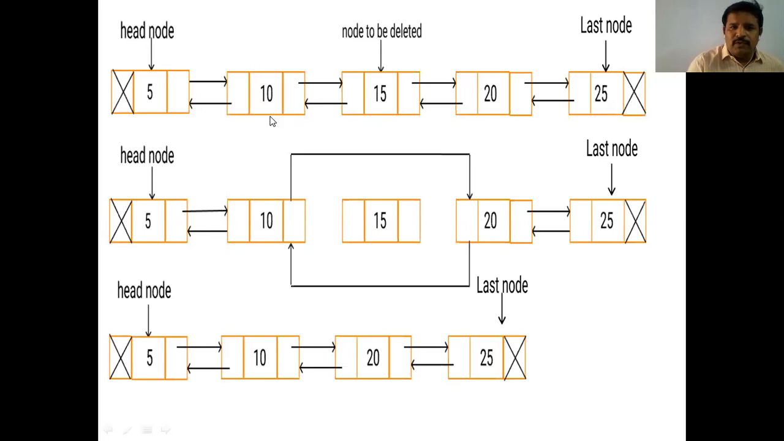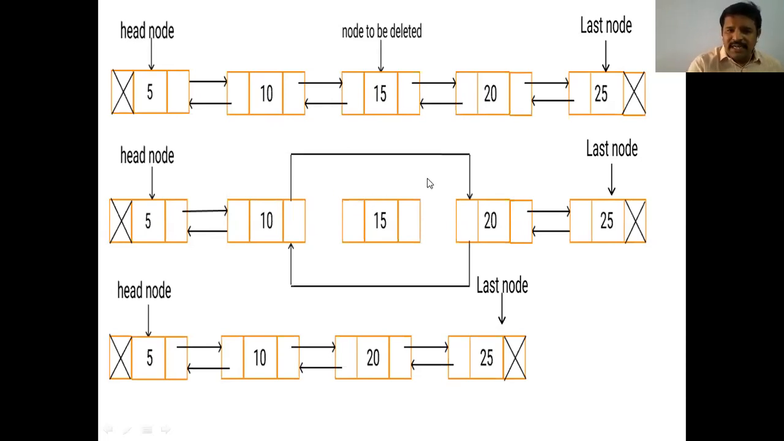What is the previous node to 15? 10 is the previous node. Its next pointer points to the address of the node 15, right? So if we remove 15, we have to change this address in the next pointer of the node 10, right? And the previous part of the node 20 is pointing to the node 15. If we delete this, we change this previous address part also, right?